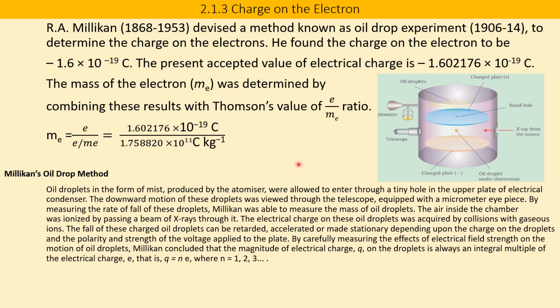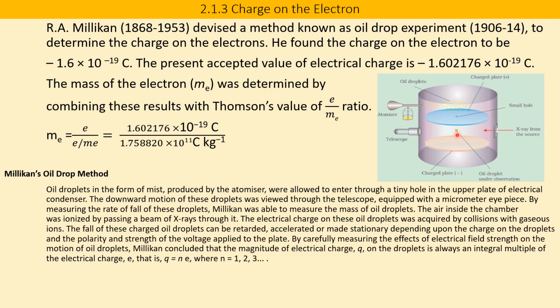So we will describe once again. In the Millikan oil drop method, oil droplets in the form of mist produced by the atomizer were allowed to enter through a tiny hole in the upper plate of the electrical condenser. This is the electrical condenser. The downward motion of these droplets was viewed through the telescope equipped with a micrometer eyepiece.